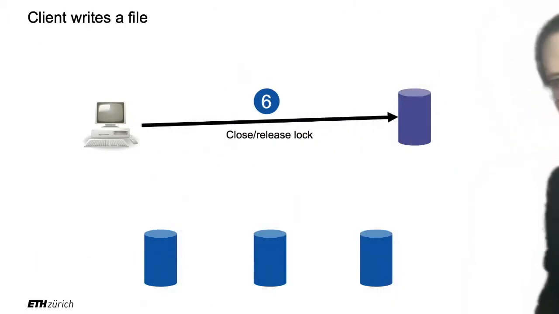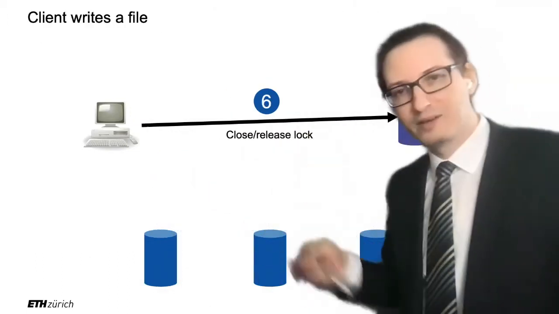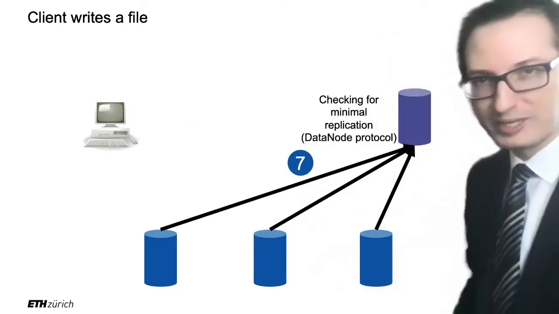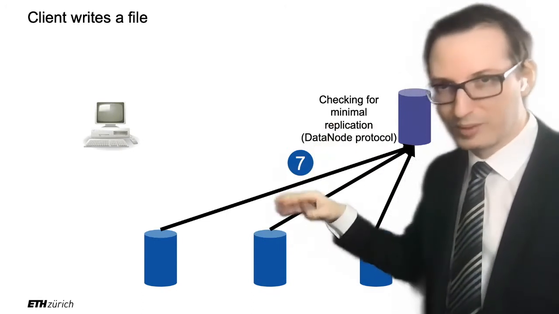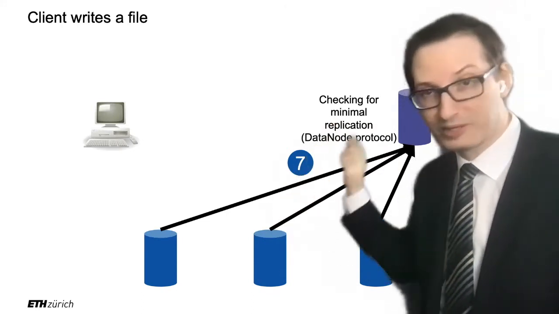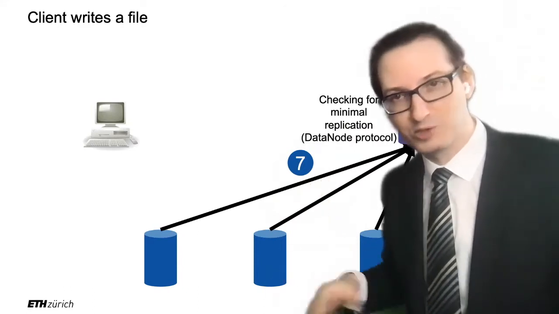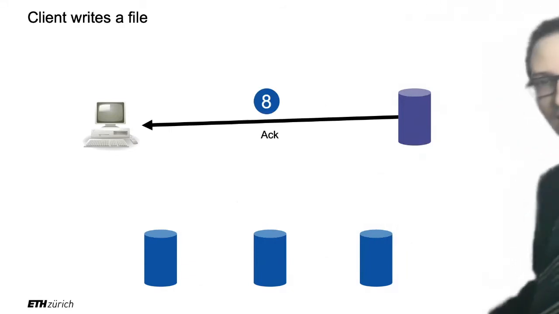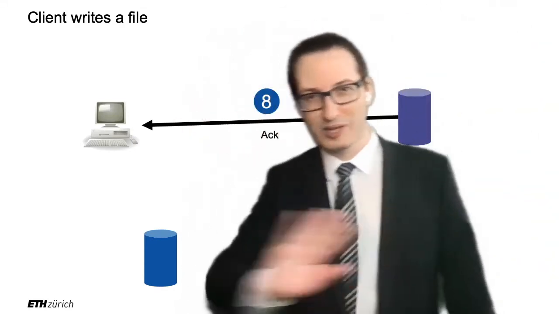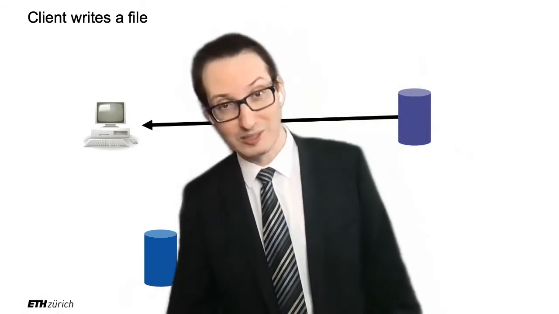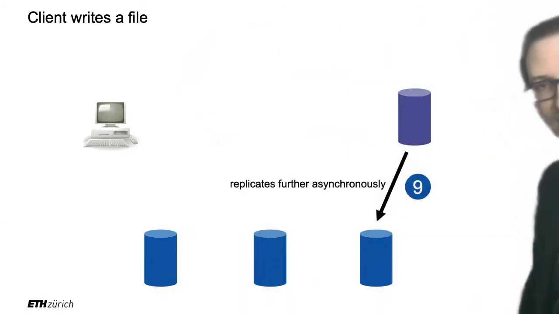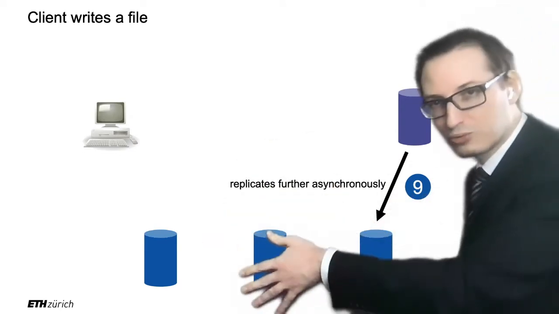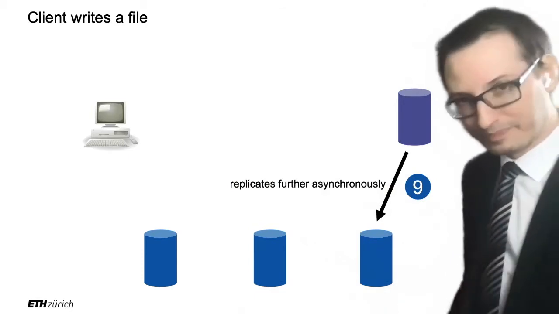All right, and then of course we finish and release the log. Then there is some more paperwork going on, where you check that the replication is enough, and so on. That's part of the data node protocol. I'm not going into detail. It's basically checking that there are enough replicas out there in case something happens. Then there's the final acknowledgement that says, okay, fine, the file is created, and now everybody can read it if they want. And then, if needed, later on, there will be some more replication. If one of the nodes crashes, then you replicate, and so on.